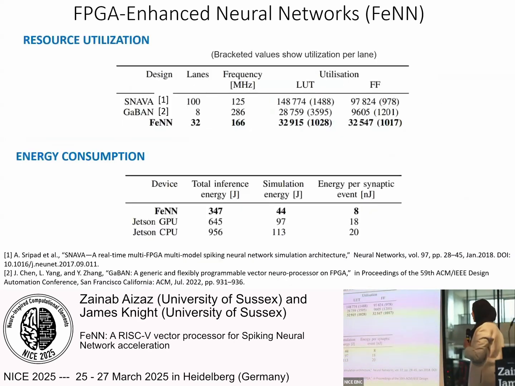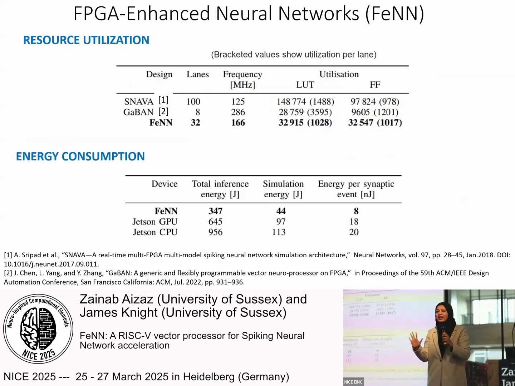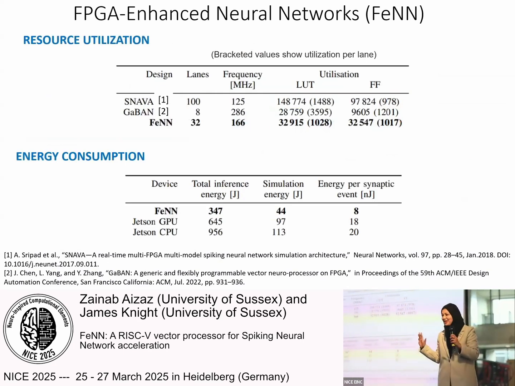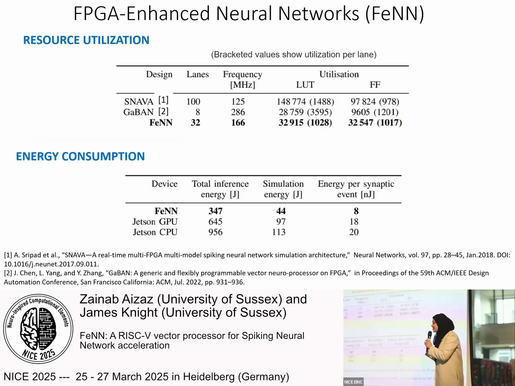These are our results. For a fair comparison, we did not compare our design with any ASIC. We compared with FPGA accelerators that are already available and have done well, and those two are Snava and Gabon. Snava operated on 100 lanes with a frequency of 125 megahertz, with this much utilization. Gabon was very good in frequency, 286 on FPGA, which is worth mentioning, but it only used 8 lanes, so a smaller SNN model is implemented.